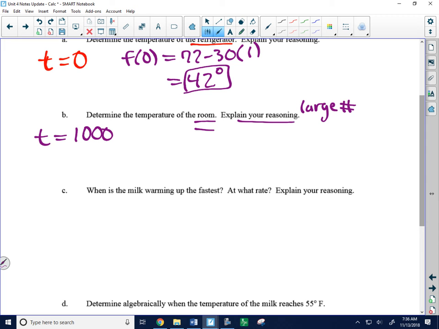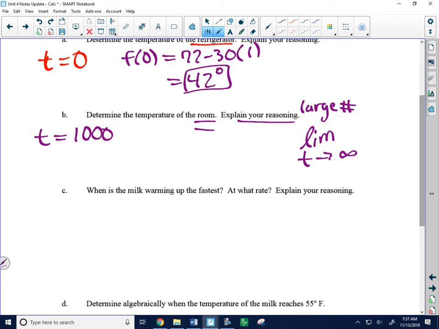Now really, does anybody know what concept we're representing as we say a number that gets larger and larger? Concept. We're talking about the limit. We want the limit as t goes to infinity. It's actually an infinite limit question, if we think about it in terms of calculus. So if we let time go to infinity, then it's eventually going to reach the temperature of the room.